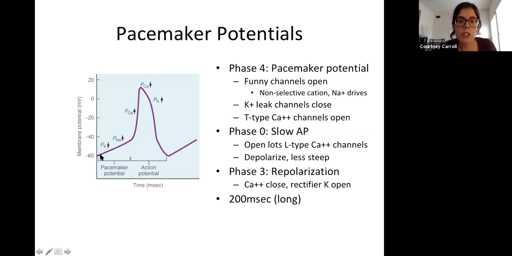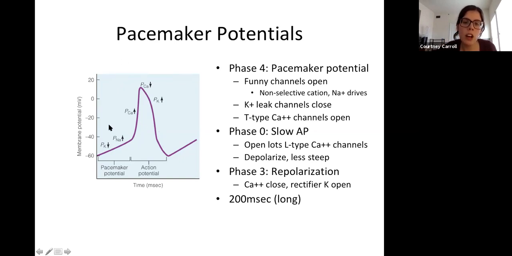They're both involved with this slow rise to threshold. So if we open more funny channels and we open more T-type calcium channels, those are both depolarizing effects. What we're going to do is increase the slope of our pacemaker potential. We'll take it from a shallow slope to a much steeper slope. We will, in effect, reach threshold faster.